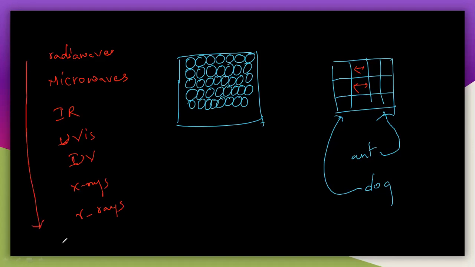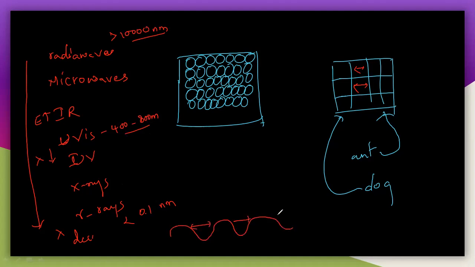And you know this is a particular order of increasing energy and decreasing wavelength. Radio waves, microwaves, IR waves, visible waves are in order of increasing energy and decreasing wavelength. The radio waves have very high wavelength, greater than 10,000 nanometers, but gamma rays are very, very less, less than 0.1 nanometers. But the visible region is 400 to 800 nanometers. So the wavelength of the visible region must match the distance between the atoms in a particular matter. You have to understand that.